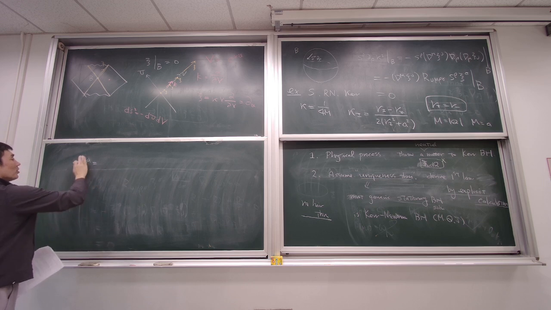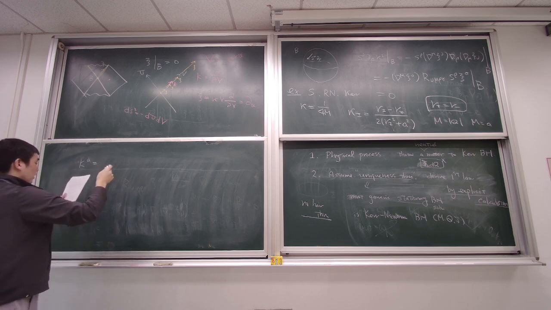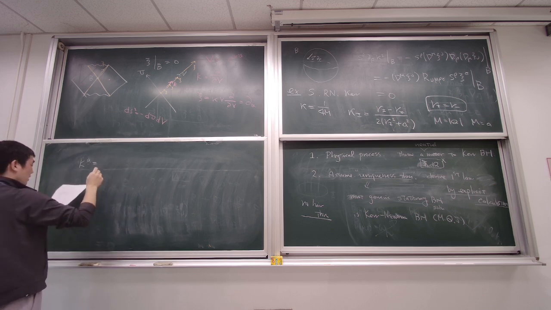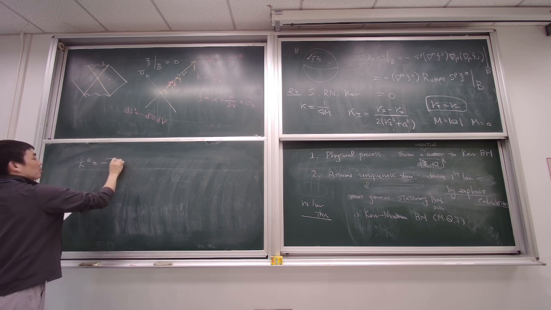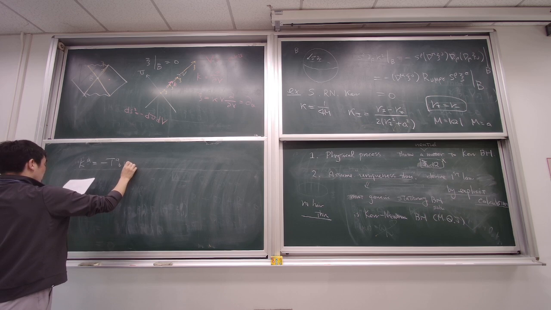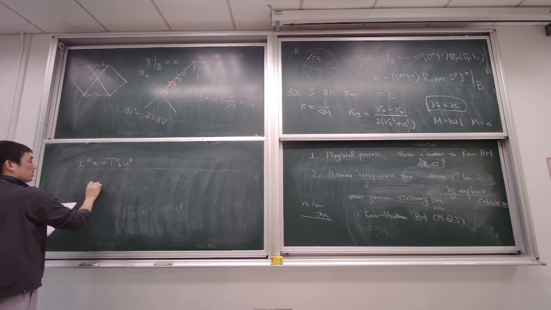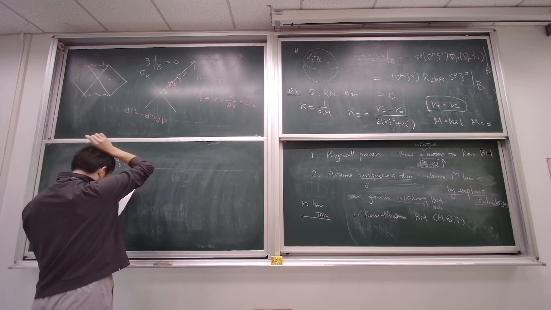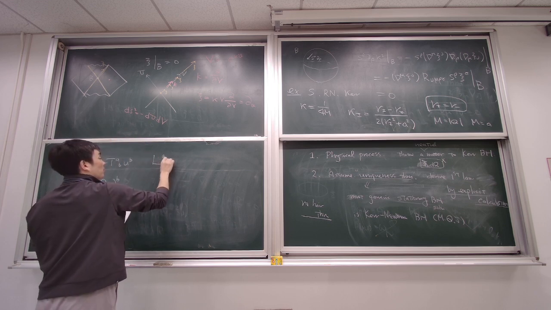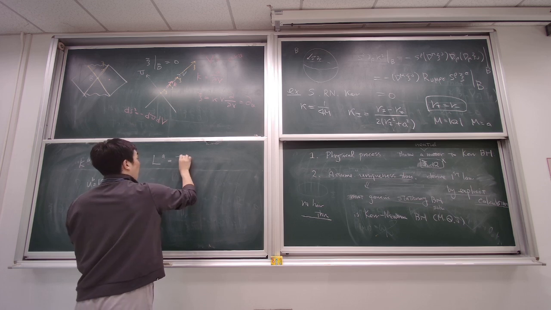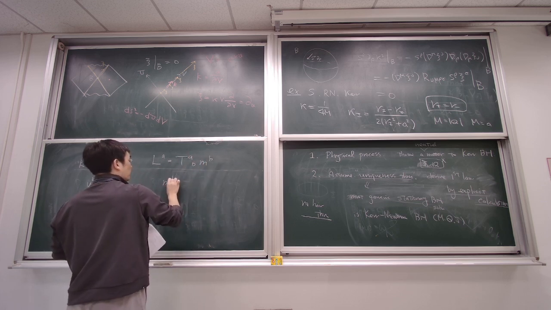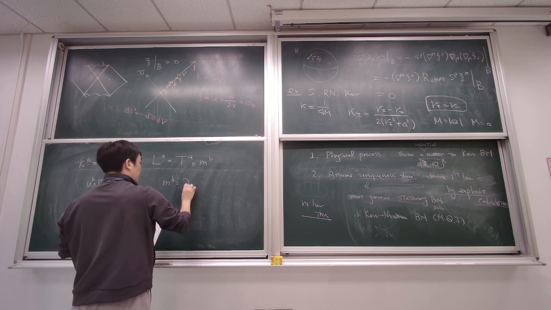Capital K, K-A, is minus P-A times U. So U is delta T. And then L is the angular momentum of the matter, with M-B being the del phi of B.